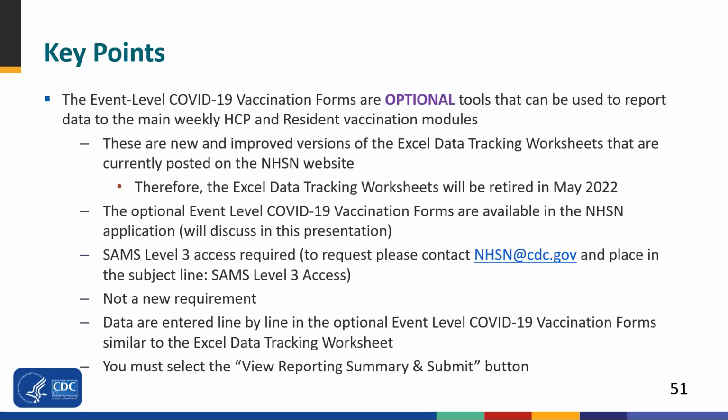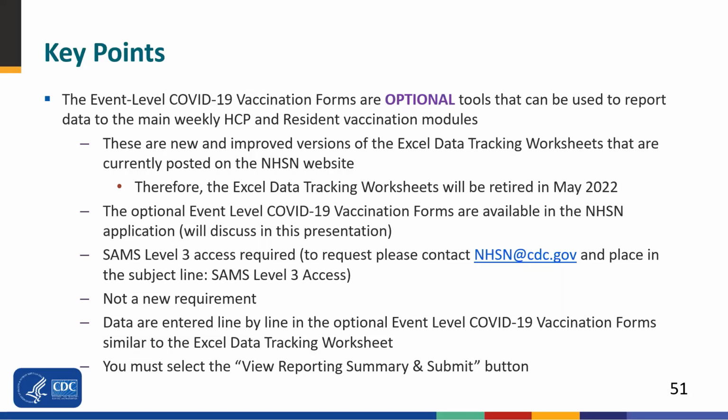Here I would like to review some of the key points once again. Please note, the event-level COVID-19 vaccination forms are an optional tool that can be used to report to the main weekly HCP and resident vaccination modules. Facilities can continue to submit weekly COVID-19 vaccination cumulative summary data by completing the questions on the COVID-19 weekly vaccination modules. But as of March 28, 2022, facilities have the option to use the event-level COVID-19 vaccination forms and select the View Reporting and Summary Submit button to submit these data to the weekly modules.